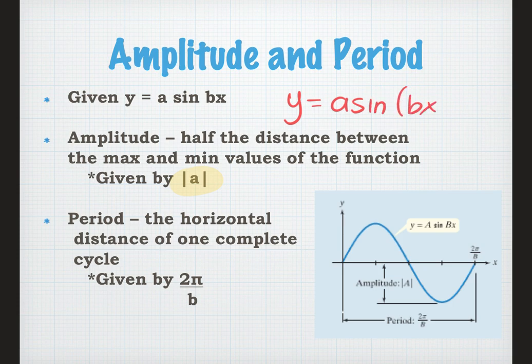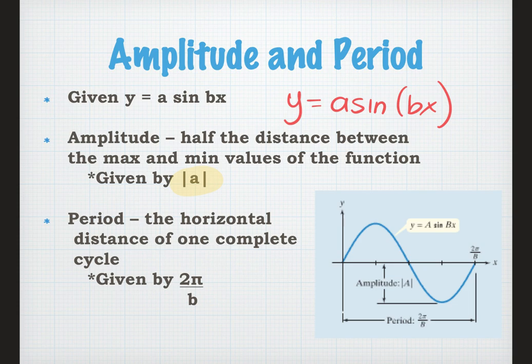We're going to start with bx. We'll eventually add to it, but we'll start here. So the A is on the front. I take the absolute value of that A, and that is your amplitude. That's how high up you're going to go and how low you're going to go off your midline.